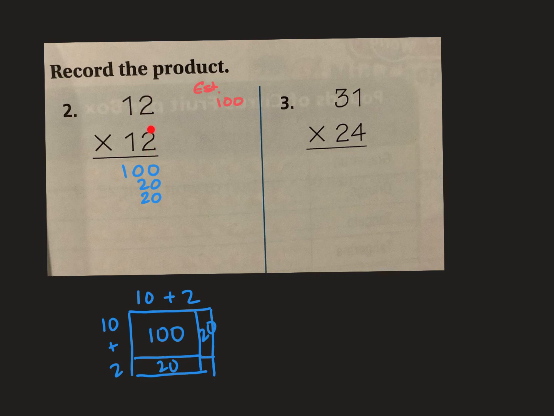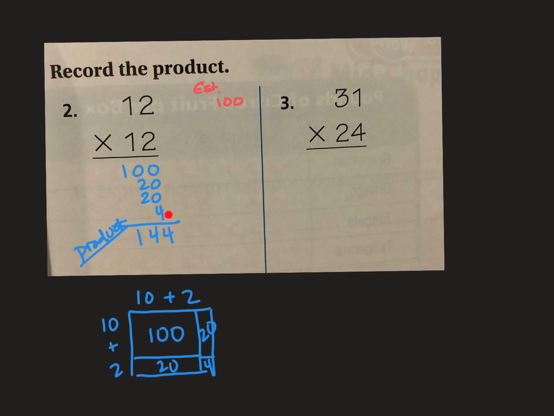And finally, my ones columns, 2 times 2, that's this little part right there. And 2 times 2 is 4. Add those together for 144 is my product, the final answer.